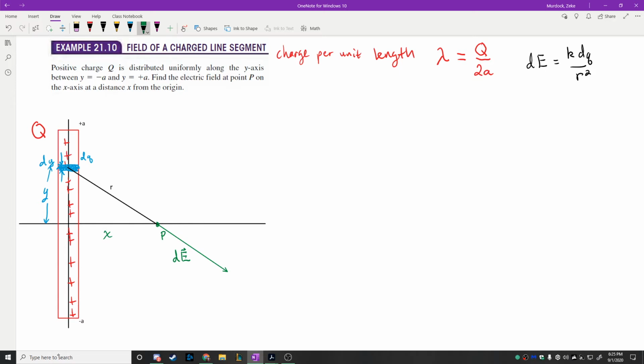All right. Then what we can do is label this angle right here to be theta. That means this angle right here is also theta. It's going to be kind of hard to deal with the electric fields in this form because it's a vector.